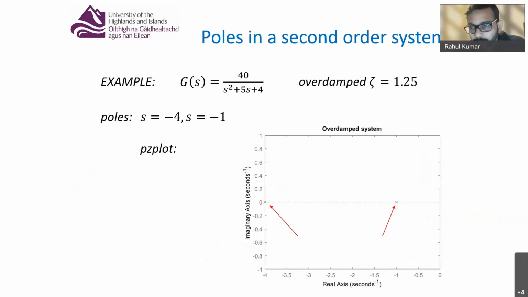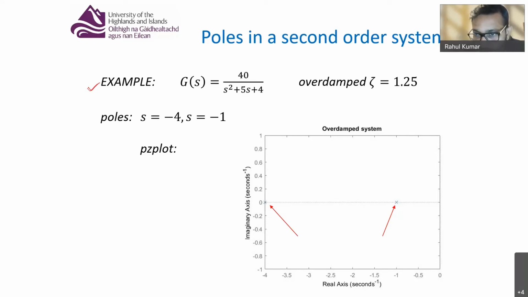Now, continuing with the discussion on poles in a second order system, let's visually have a look at the poles, what their location will be on the pole-zero plot if the system is overdamped, critically damped, or underdamped. How does the location of poles change for the three types of responses or output of a second order system? So for that, we have taken an example over here.